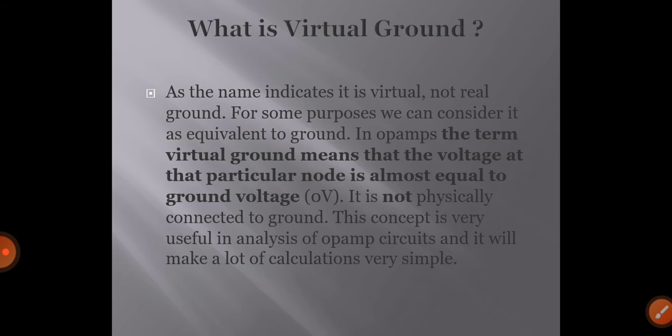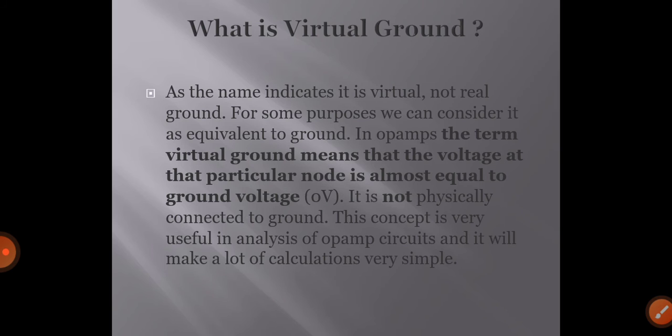Next, we have already discussed this virtual ground. Now this is a different concept; by this equation I haven't explained it before. I explained just the definition and how the circuit works. Once again, I am going to briefly explain the meaning of the virtual ground. As the name indicates, it is virtual, not a real ground. For the same purpose, one can consider it equivalent to ground in op-amps.